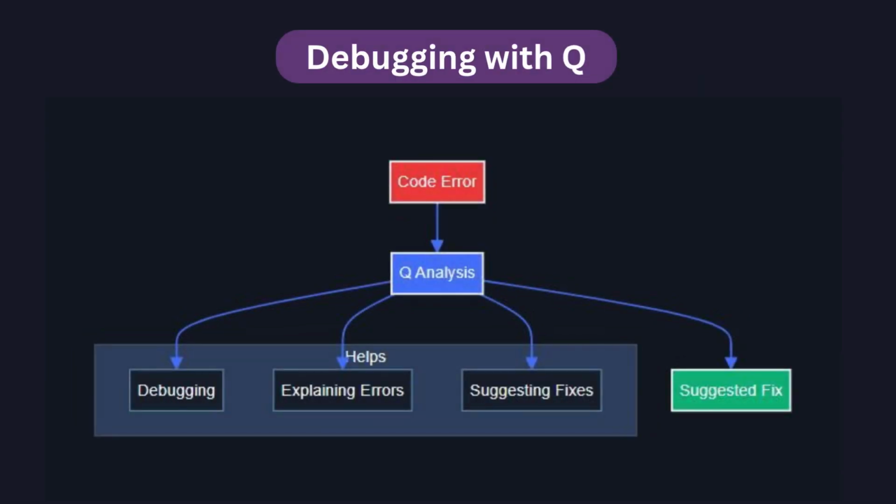Let's see how Q helps with debugging. Amazon Q can help debug errors by explaining error messages and suggesting fixes. You can highlight an error or paste it into the chat panel. Q will analyze the issue, identify the root cause, and provide corrected code.